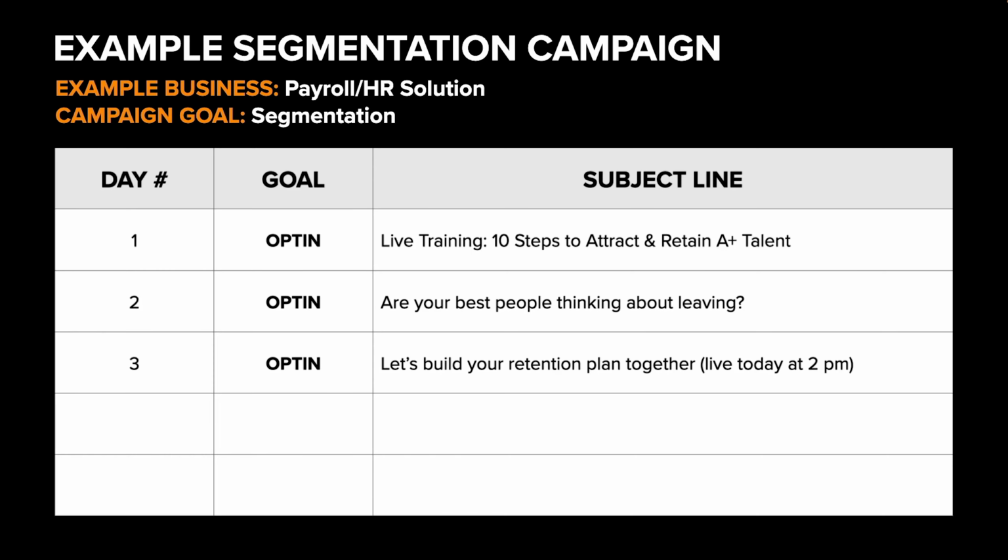All right, let's move on to example number 2, our payroll and HR solution. Again, a simple email. This one, instead of going with a report, we're having a live training, a webinar, right? An AMA, right? We're going to be there and present some valuable content and be there live to answer questions. So I would go with the title of our live training. In this case, live training, 10 steps to attract and retain A+ talent. Why? We're speaking to the desired end result. There's no one who's focused on payroll and HR solutions that doesn't want to either find A+ talent or retain the A+ talent they already have.